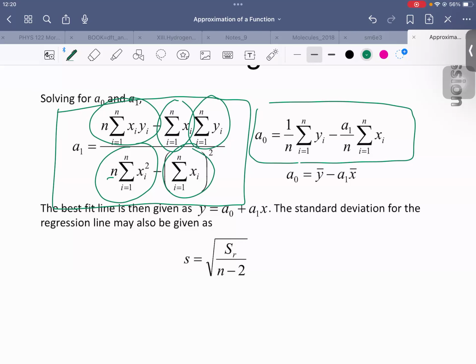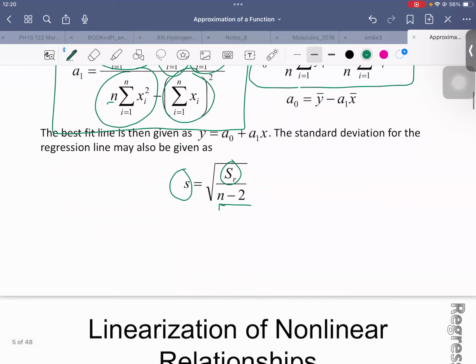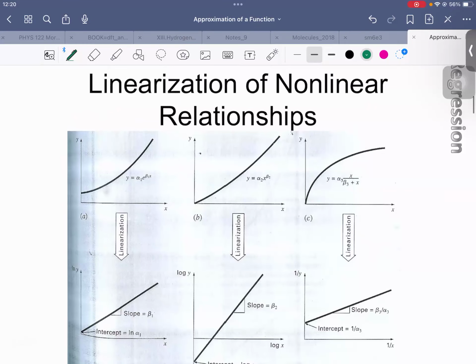Now, yung best fit na ibigay, of course, is because nag-minimize ka na. So, essentially, you can measure the best fitness of your regression through standard deviation. So essentially, the standard deviation small s is just the square root of your capital SR divided by n minus 2. N again is the number of data points. Okay.